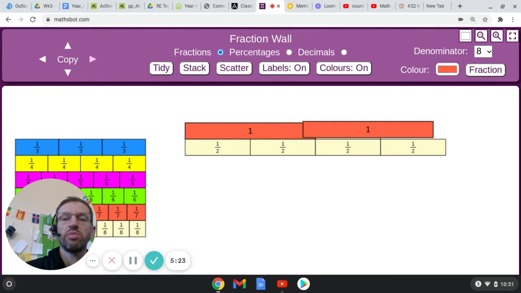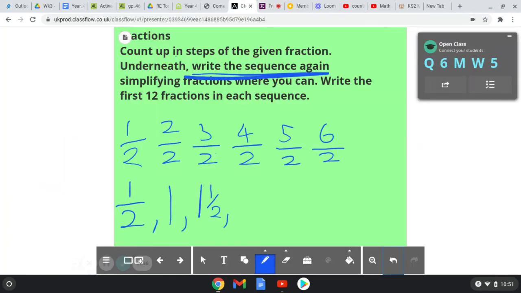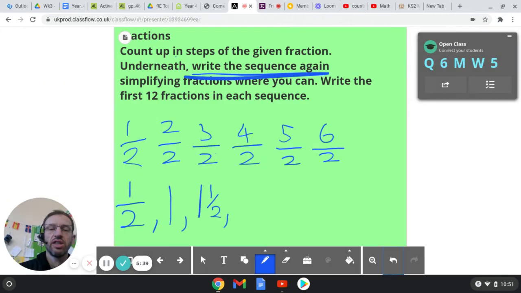So I can build my bars here to show different fractions and what they are equivalent to, being able to simplify them as I go. So I can complete this now. This is actually the same as 2. 5 halves, I think, is going to be the same as 2 and a half and 1/2.